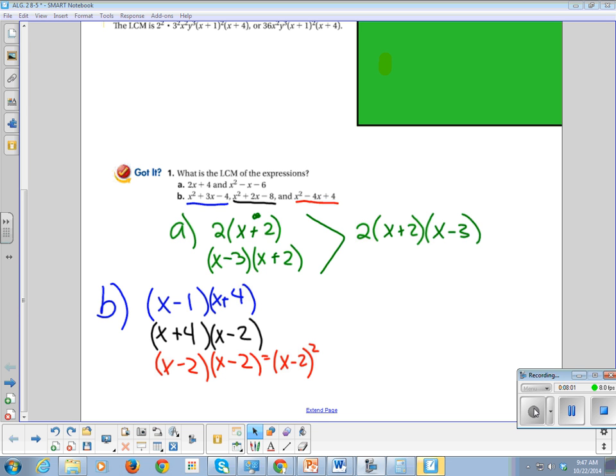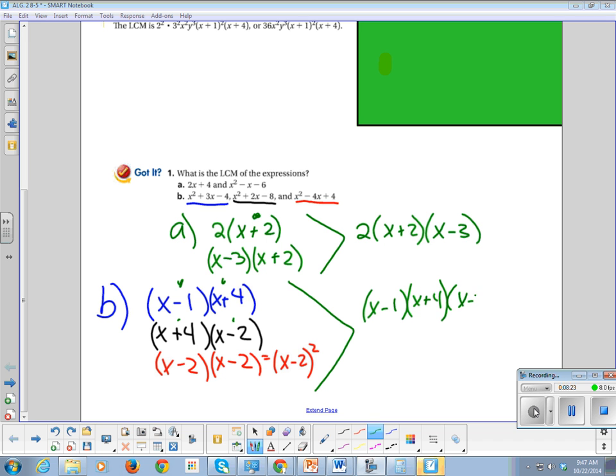Alright, so when we combine all these together, we have an x minus 1. We have an x plus 4 to the 1 power. And that's the same one as here, so we already have it. We don't need to write it again. We have an x minus 2. But here we have an x minus 2 squared. Because that's 1 more power up, we are going to have to write it as the square.